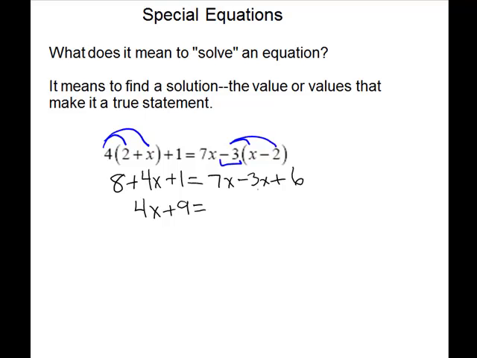And the x terms can go together. 7x minus 3x is 4x. Bring down your plus 6. Now we have a variable term on both sides. We need to get rid of it. So we're going to have to subtract a 4x. We'll do the same on both sides.